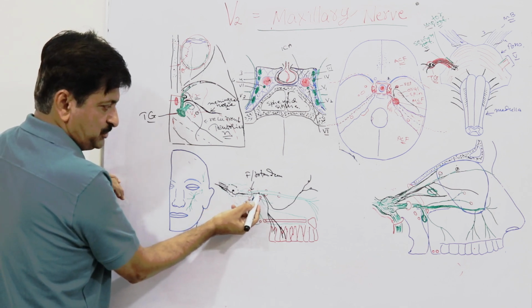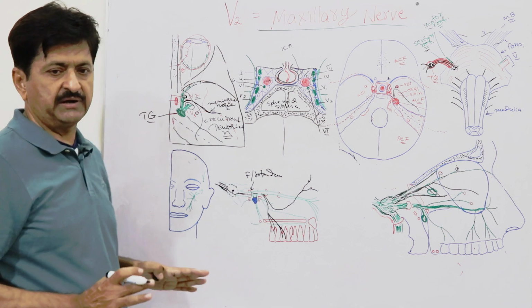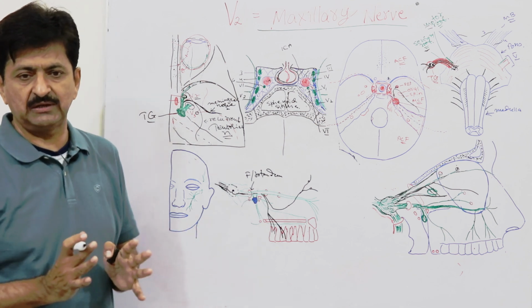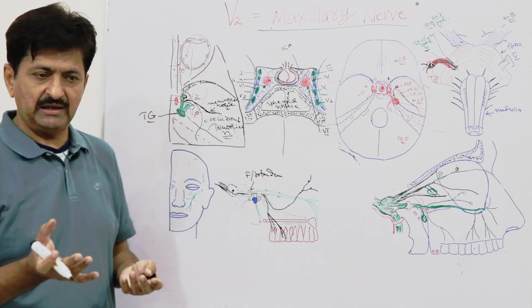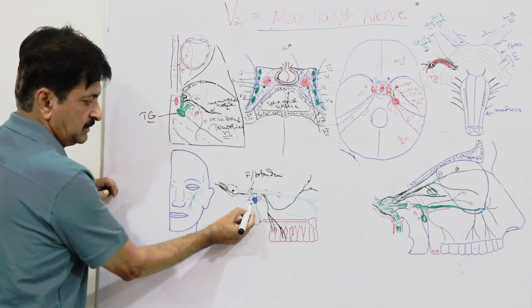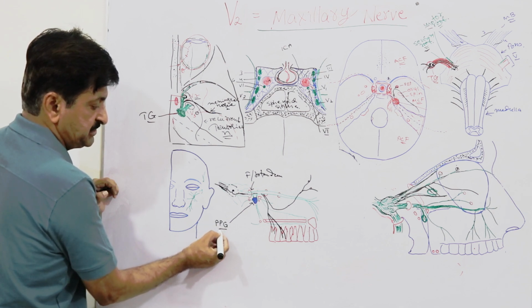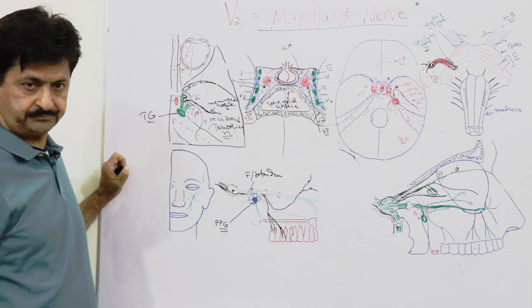And now it enters into the pterygopalatine fossa here. Now in the pterygopalatine fossa, it will have a meeting with the pterygopalatine ganglion, and you are watching this blue color, this is the pterygopalatine ganglion. We can write it as pterygo P, palatine P, ganglion, this is PPG, the pterygopalatine ganglion.